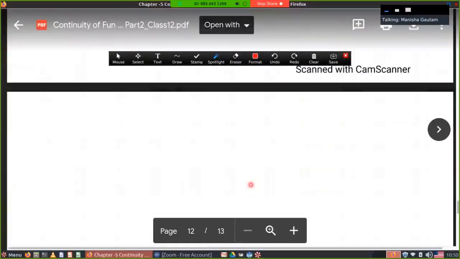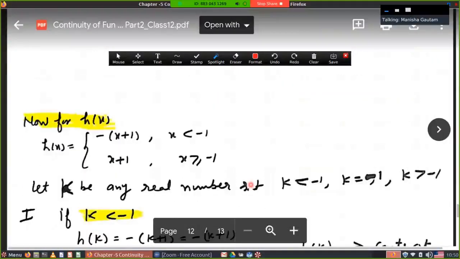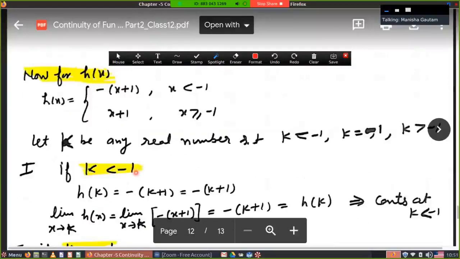And next function, which is h(x). |x + 1| can be split like this. x + 1 equal to 0 means x = −1. −1 is a turning point where the function changes its nature. So when x is less than −1, the function will be −(x + 1). If x is greater than or equal to −1, then y will be equal to x + 1. Now again you have to take three cases: k less than −1, k equal to −1, k greater than −1.